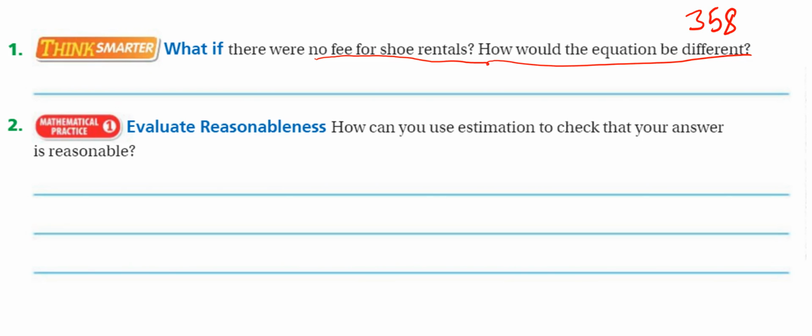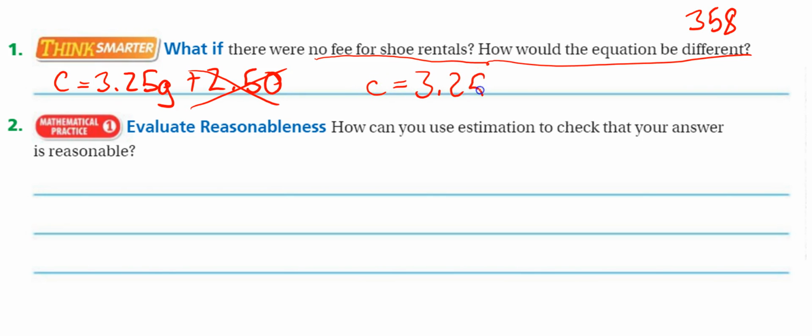Well, look back up. Our equation originally was C equals 3.25 G plus 250, where 3.25 represented how much it cost per game. So that's why we were multiplying it by G. And then the 250 was the cost of the shoes. So if there was no cost of the shoes, the equation would simply be C equals 3.25 G, and that's it. Okay, so you wouldn't be adding the 250.